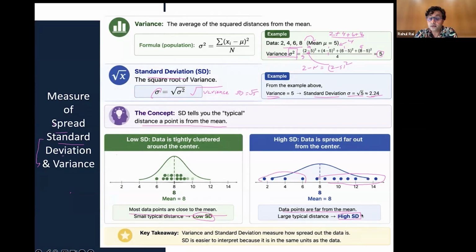So both variance and standard deviation measure how spread out the data is. Standard deviation is easier to interpret. Why? Because it is in the same unit as the data. So if this is in centimeters, after taking the square root, sigma will also be in centimeters. Whereas for the variance, since we are squaring, the unit is going to be centimeters squared. So typically SD is preferred and easier to interpret.